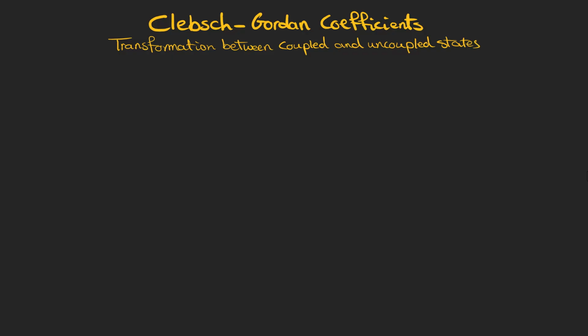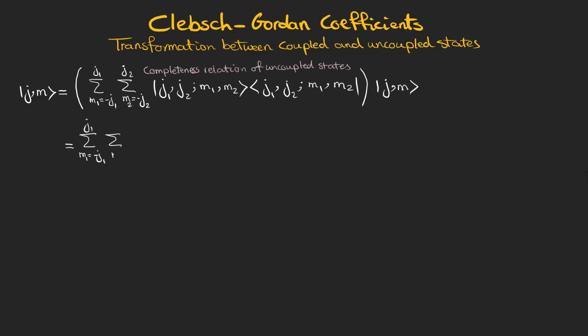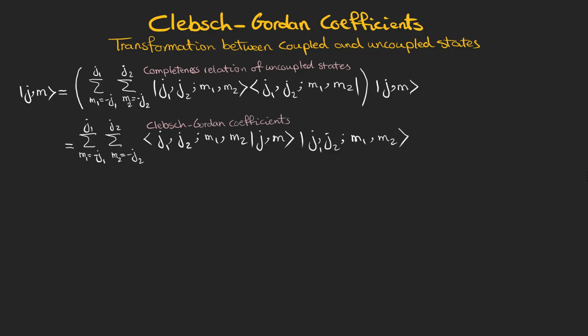And now it's time to talk about Clebsch-Gordan coefficients, which are transformations that help us go from the uncoupled to the coupled basis. You can use the completeness relation of uncoupled states to expand the coupled bases. They have the same dimension, and for each basis of the coupled state, we have a linear combination of uncoupled states with some coefficients. These coefficients are called the Clebsch-Gordan coefficients. And we have n uncoupled states based on which the coupled bases are expanded.